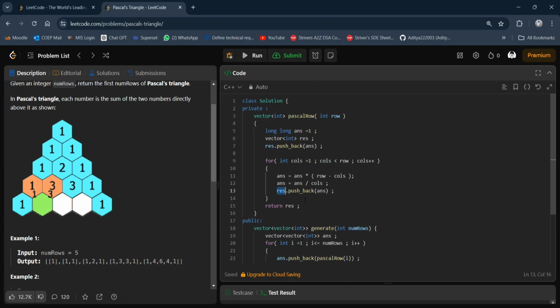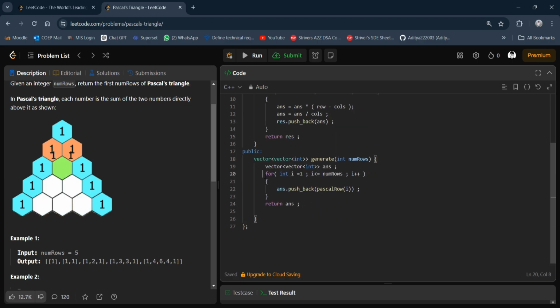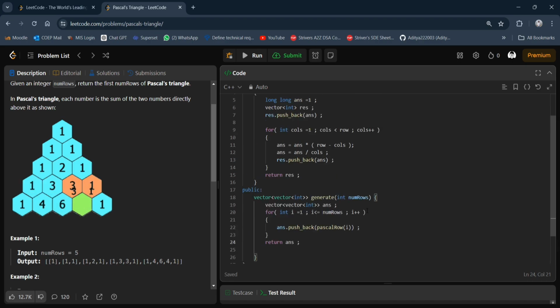In the main function, we iterate from 1 to the number of rows, and at the end we collect the answer. We have created a vector of vectors named answer, put all the rows in it and return it. It is very simple, very easy. This is all the code. Please try it once, and it is a very important topic for interviews.